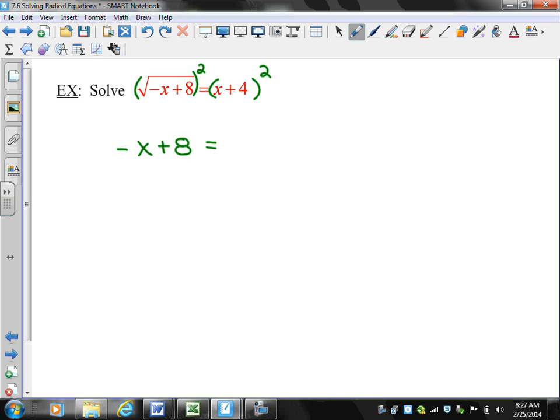The right side, you have a little work here. Remember, this is really saying x plus 4 times x plus 4. That's not just x squared plus 4 squared. I actually need to FOIL that out. Right? We have our square, double square. And you can check this if you like. But I get x squared plus 8x plus 16.